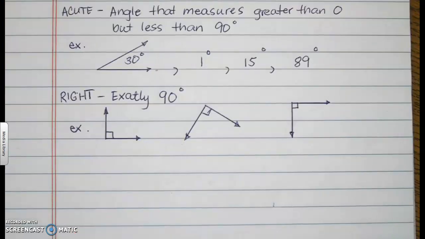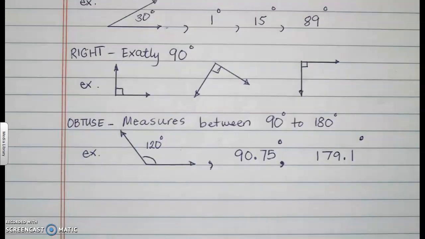The next type of angle is called the right angle, and this has an exactly 90-degree measurement. The following are the examples, different illustrations that would show a right angle. Okay, so let's keep on going.